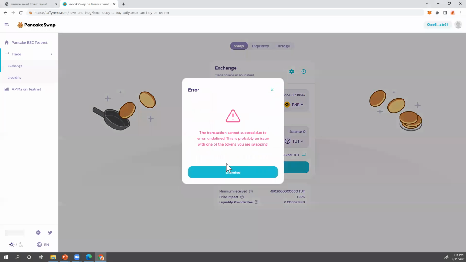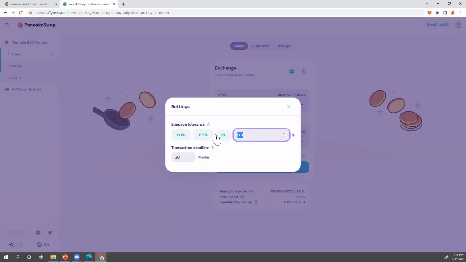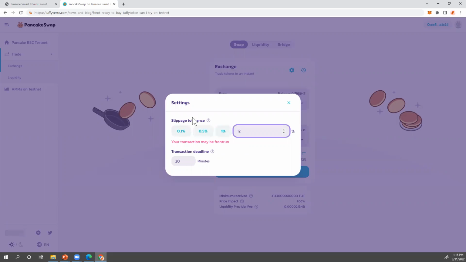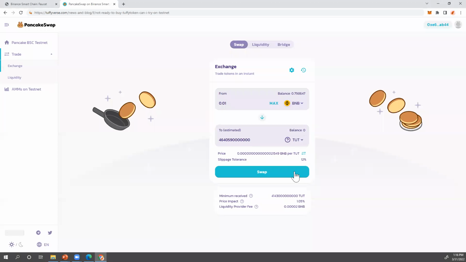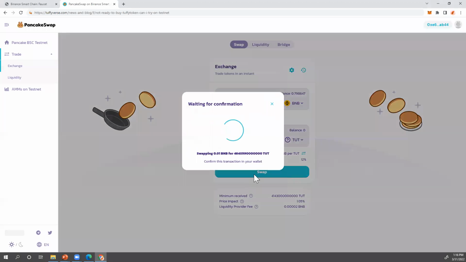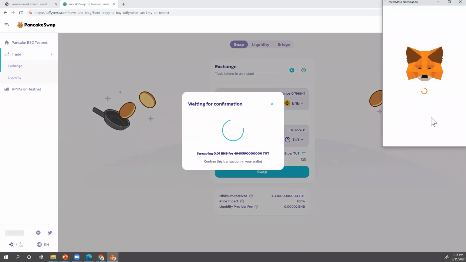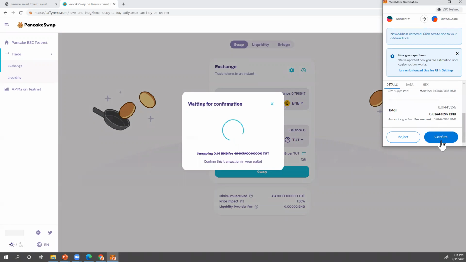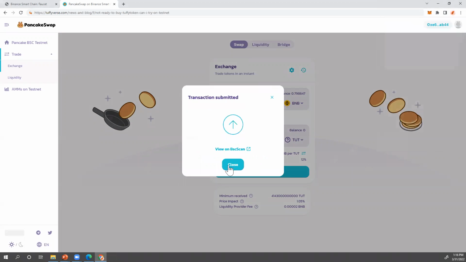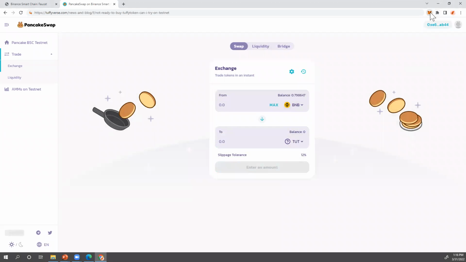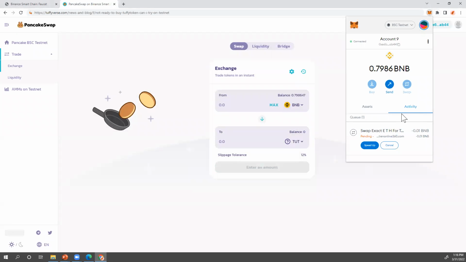So you may find there's an error here. It says the transaction cannot succeed due to an error. This is because I didn't change the setting. If I change the slippage to 12, it's going to go through. So you can confirm from your wallet here. Just go confirm. Then go back to the wallet to check the transaction if it's going through. Okay, it goes through.